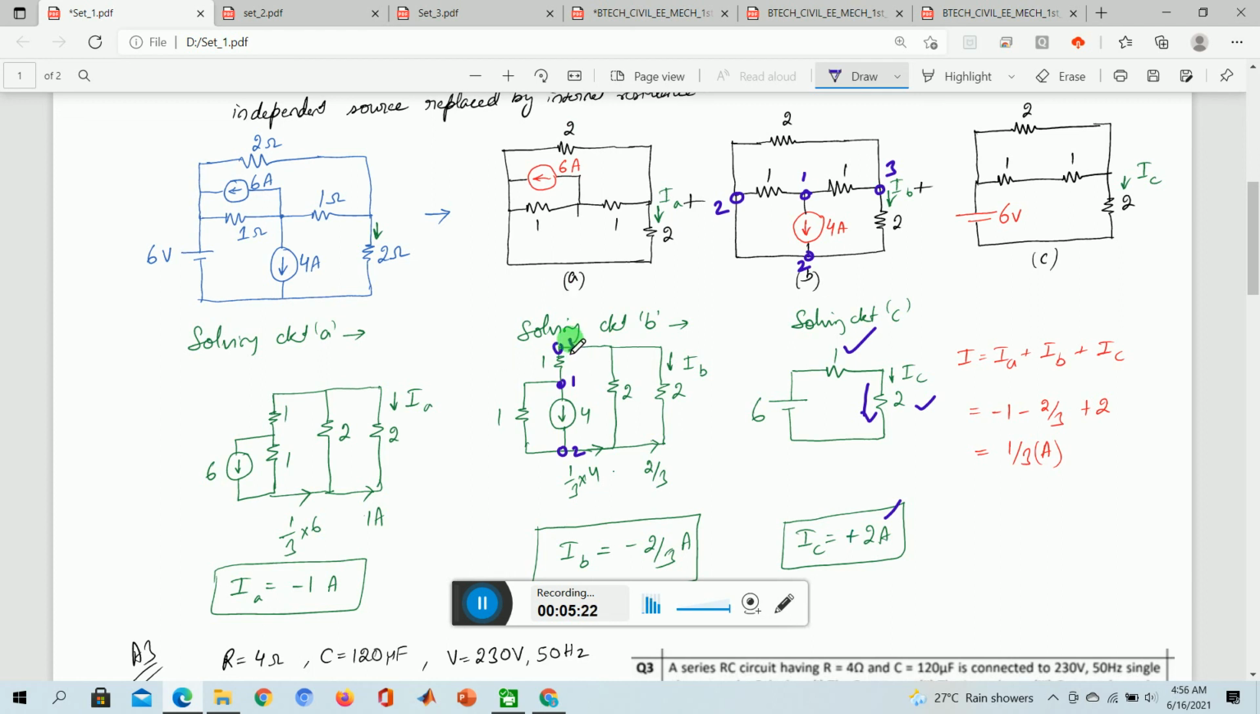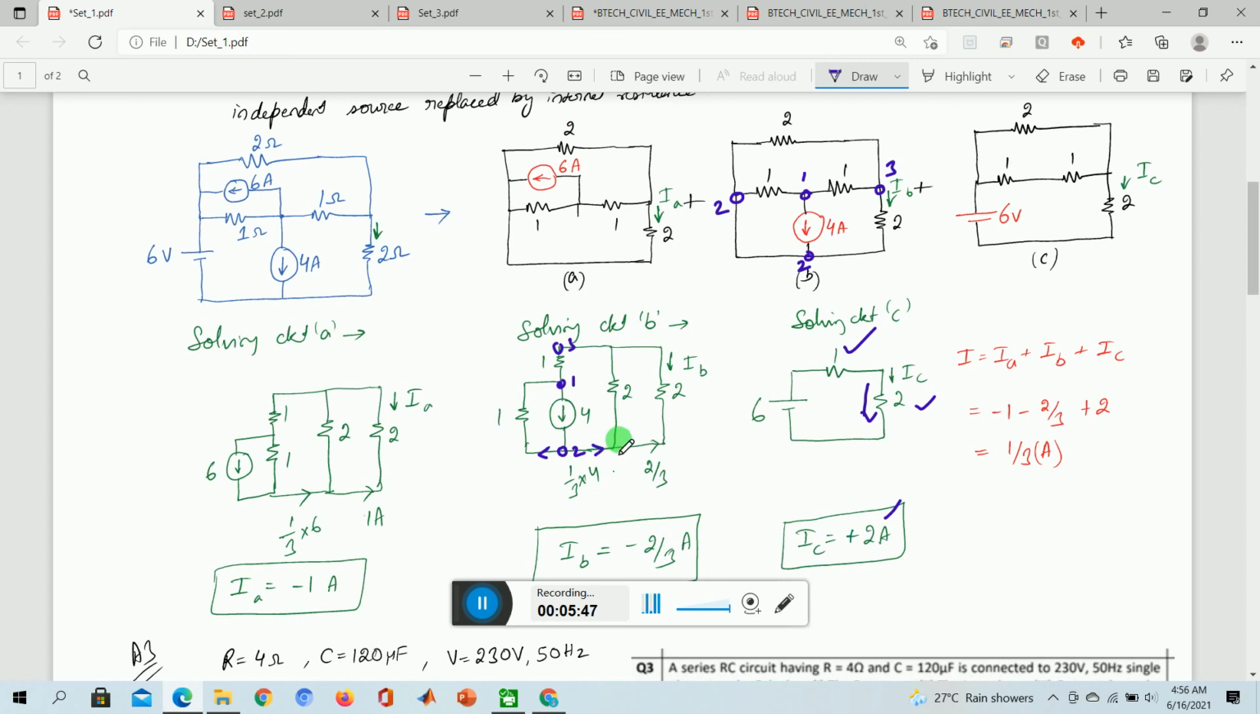So now you have 3, 1, 2. Between 3 and 2, the 2 ohm is here. Between 3 and 2, this 2 ohm is there. So it is very clear. We can redraw the circuit like this. Now this 4 ampere current has to split between two paths. One is this side, one is this side.